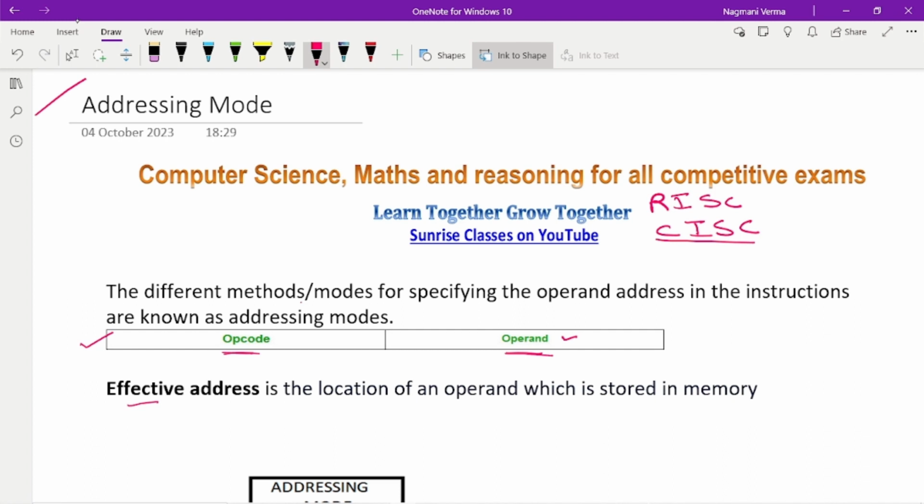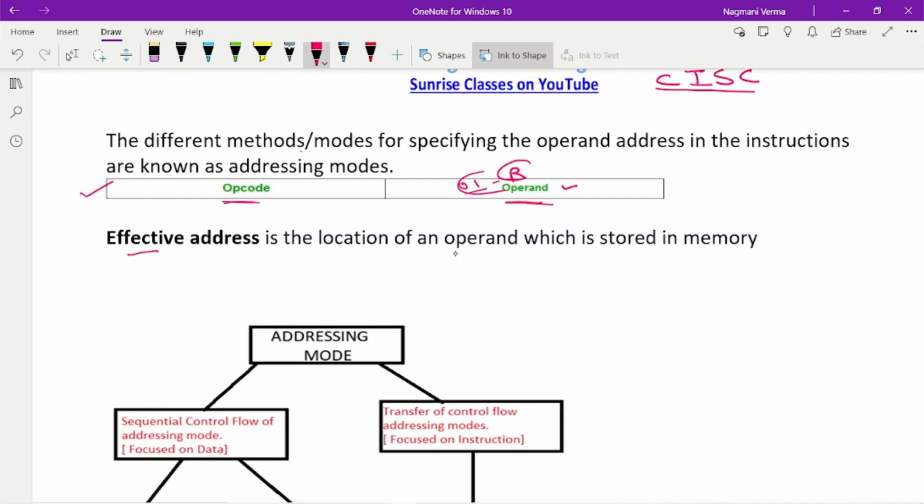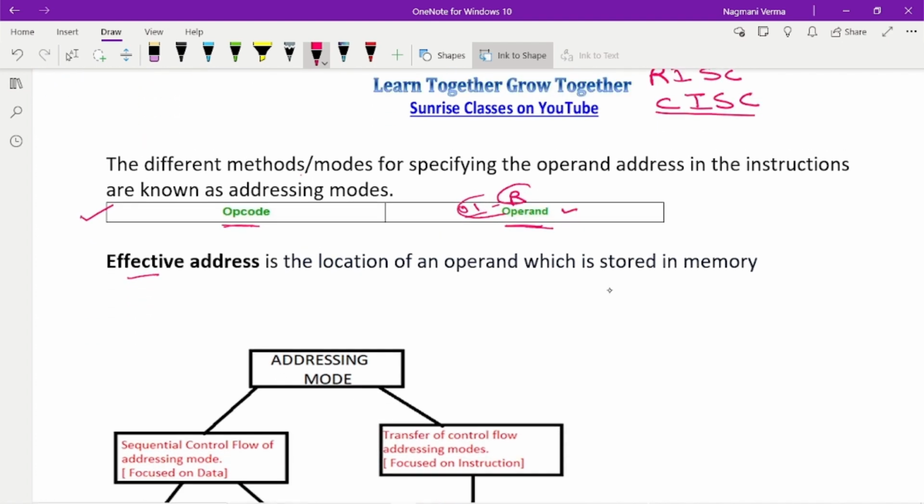Then the addressing mode is a method or a mode to find out the effective address from this operand. From here there will be the 0 1 or something, a register will be there. So using that, whatever the value is here, we have to find out the effective address, that is the addressing mode. For example, let's take an example of one operation and see how this addressing mode is working.